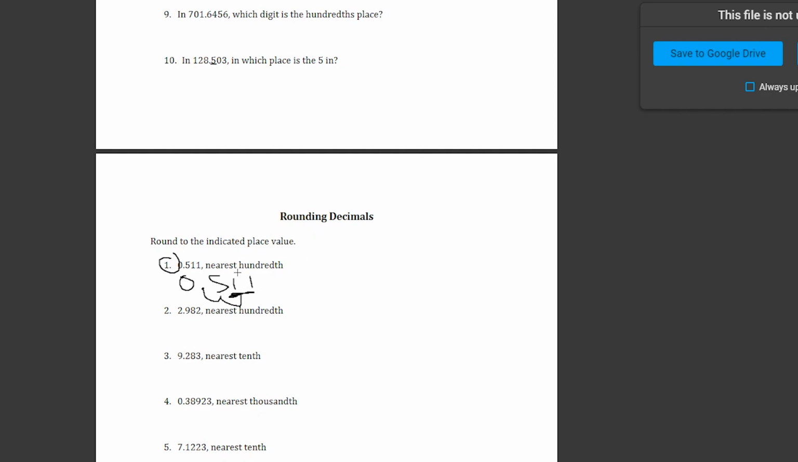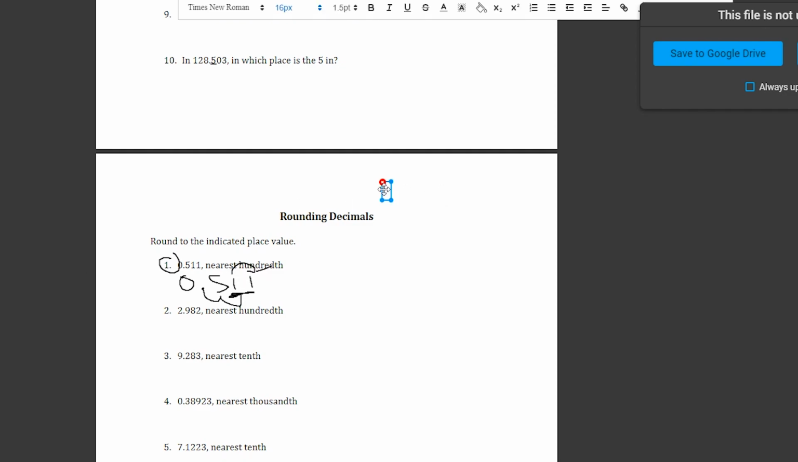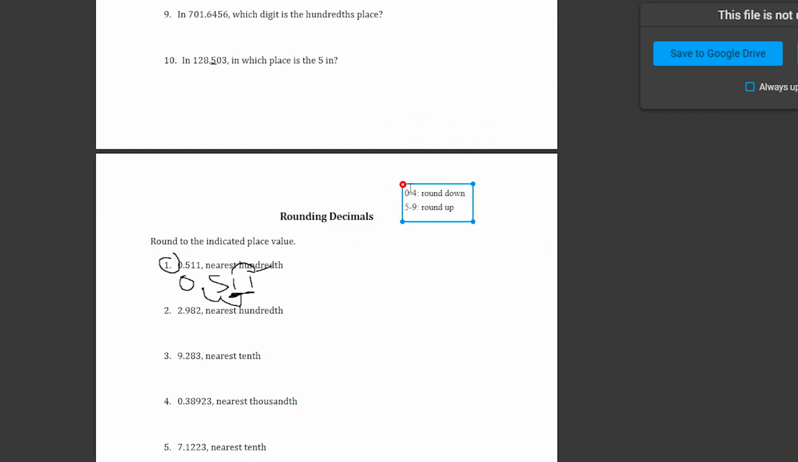Now we can look at the number to the right of the hundredth place. The general rule of thumb is that if the number on the right is 0 to 4, we round down, and if it is 5 to 9, then we round up. If it's 0, we can also round down. We see that the number on the right is 1, which is between 0 and 4, so we're going to be rounding down. So for number 1, our answer will be 0.510, because we're rounding down.